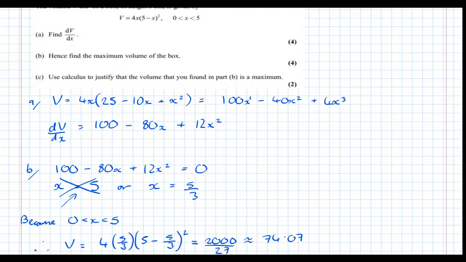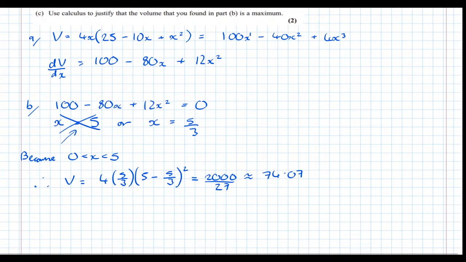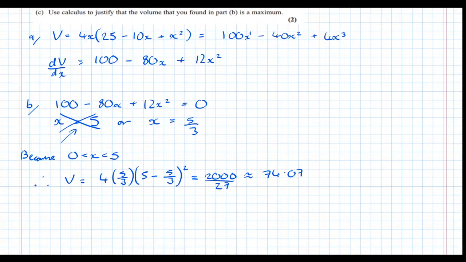So, final part, and this is one of the things that it can do to catch you out in an exam. So it's to use calculus to justify that the volume you found in part B is a maximum. For that, to justify whether something's a maximum or minimum, what we need to do is find the second differential. So d2V by dx squared, as it's pronounced. Don't know why they call it d2V by dx squared, why one of them will say 2, the other will say squared, but that's just what we call it.